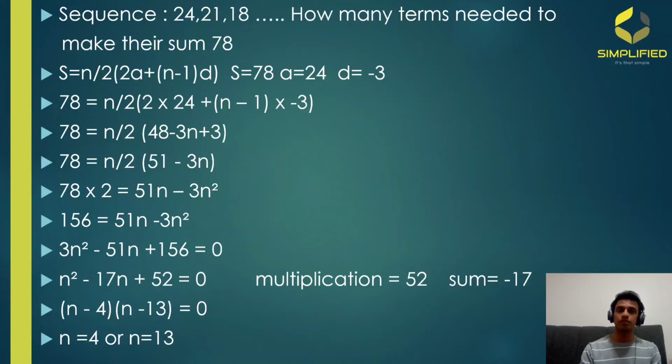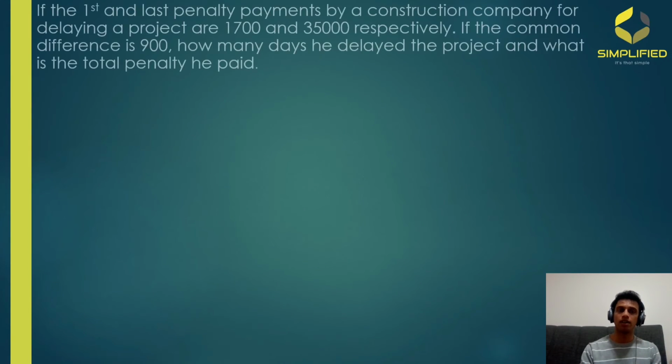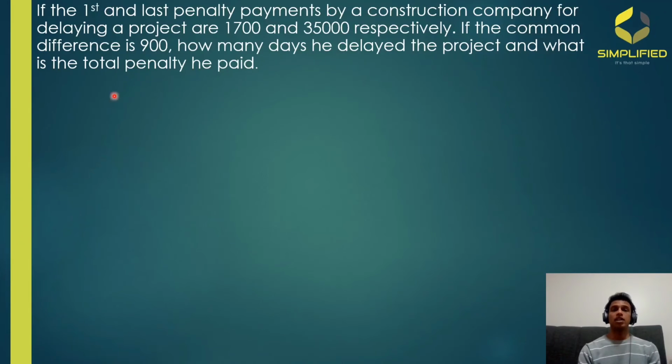Now next question. If the first and last penalty payments by a construction company for delaying a project are 1,700 and 35,000 respectively, and the common difference is 900, how many days did he delay the project and what is the total penalty he paid?